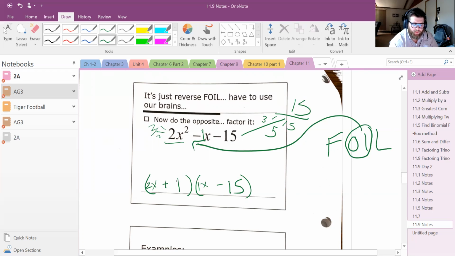If I put 1 and 15 there, my outer is going to give me negative 30x. Is that even close to negative x? No, it's not. Okay, so we're not going to use 1 and 15 in those slots.